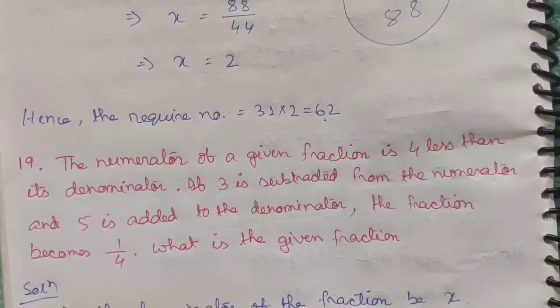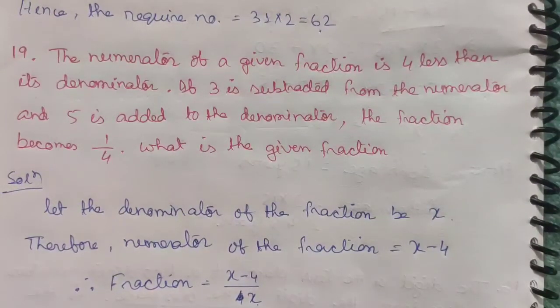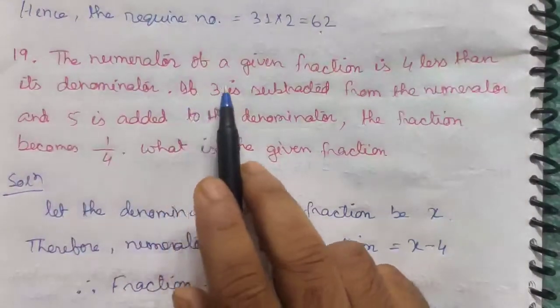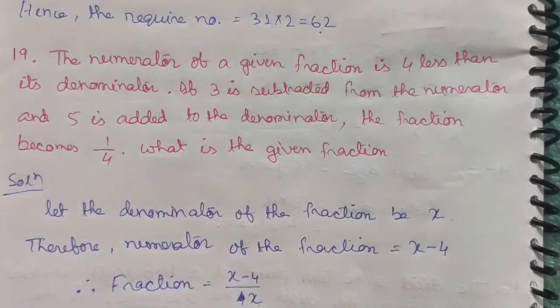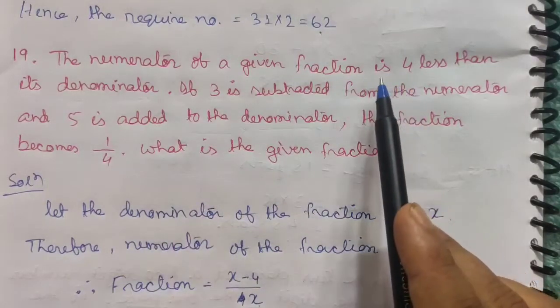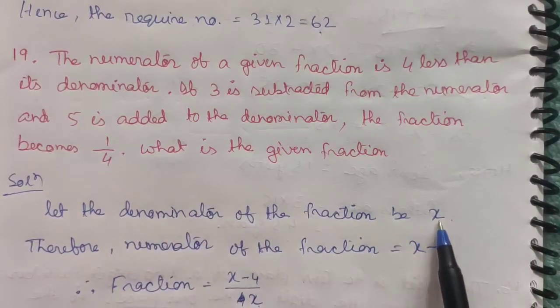Okay, now again let us solve another one relating to what? The numbers. Here question number 19, the numerator of a given fraction is 4 less than its denominator. We know in a fraction we have a numerator and another one is the denominator. So here the numerator is 4 less than the denominator. Means what? If we consider the denominator of the fraction to be x, its numerator will be what? x minus 4. 4 less than the denominator.